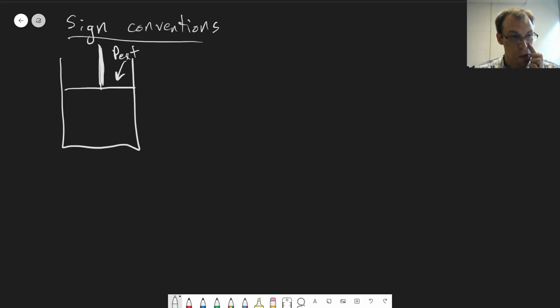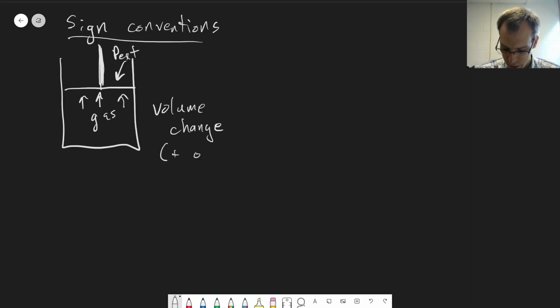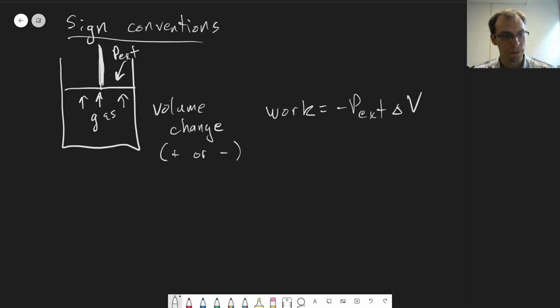There's an external pressure pushing on this. There's gas inside, and this pushes or gets pushed on by this external pressure, right? It's working against this unbalanced force. And so we can have a volume change that happens, and that will represent work happening. Now the volume change can be plus, positive, or negative, right? And I stated that work was defined as negative P external times the change in volume.